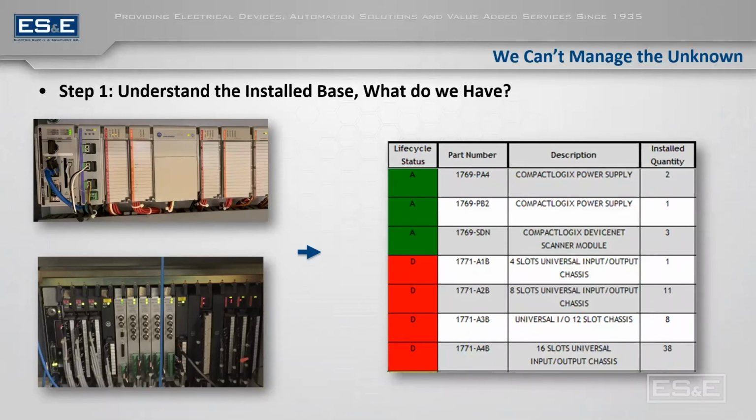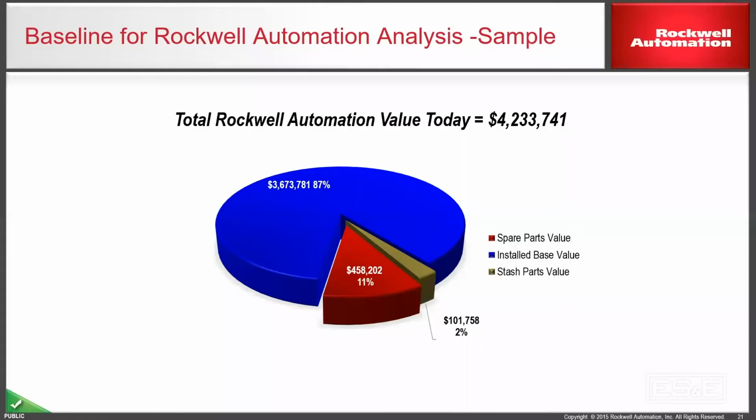1771 A4B. These are chassis for PLC 5s. I have 38 of these and they're discontinued. So putting these into a list just makes that data very visible to us for what we have throughout the facility. There are some summaries included. We can see the total value of the products. Depending on the audience we're talking to, this is just the context.